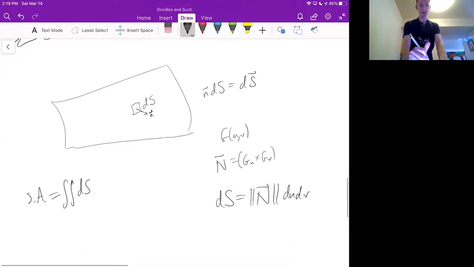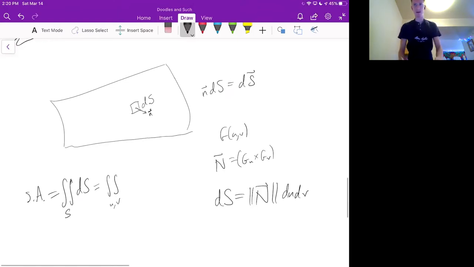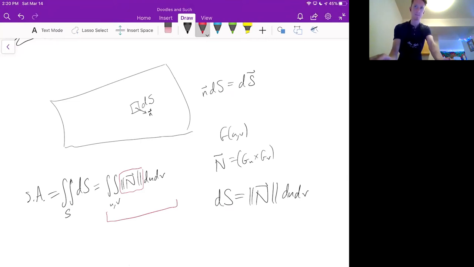To find the surface area, I would integrate dS. Surface area is just the integral of dS over S. And this is the same as the integral over my bounds for u and v. So when I want to compute the surface area, I should integrate over my bounds for u and v, and the quantity I should be integrating is how long this normal vector is. In other words, how fast am I moving along the surface? If I move along the surface half as fast, I'm going to have to integrate over twice as large an area, and those two factors cancel out to give me the same surface area.